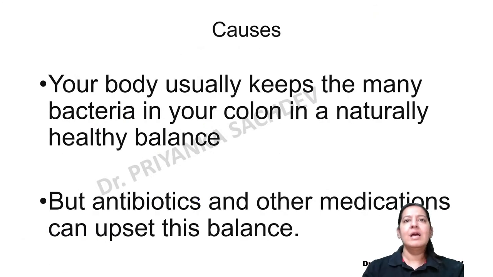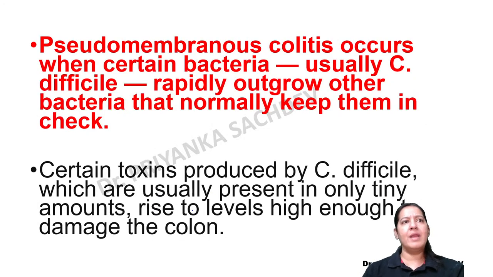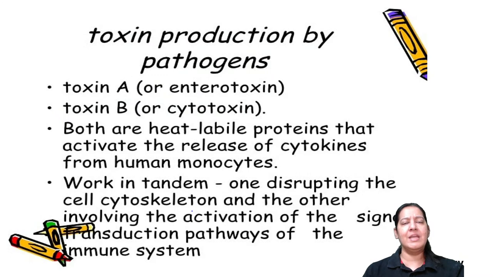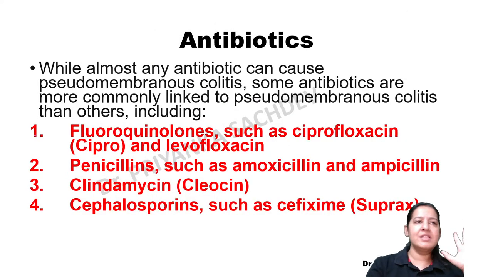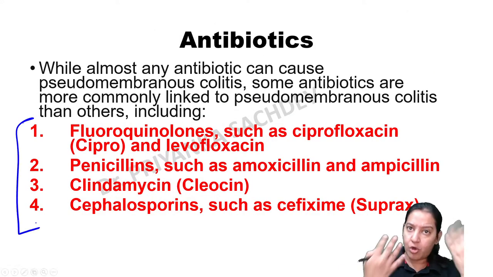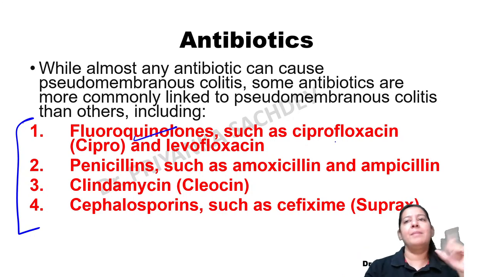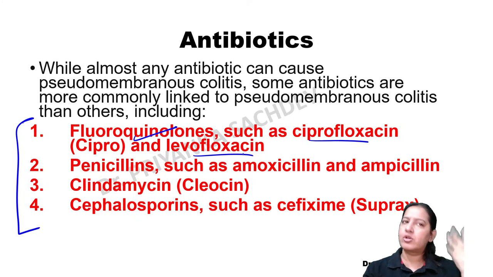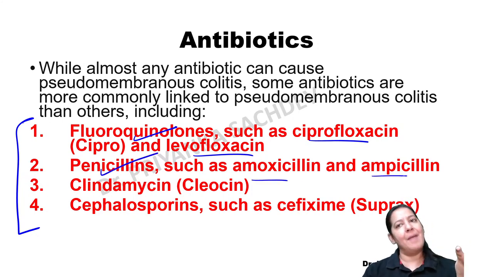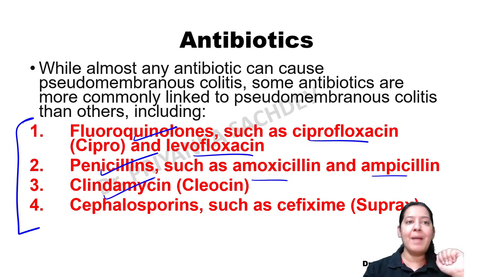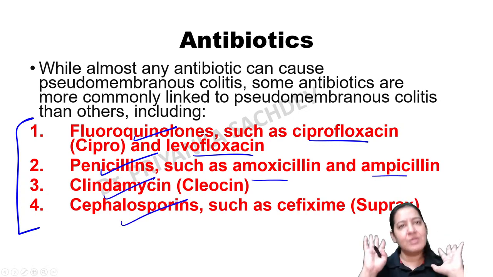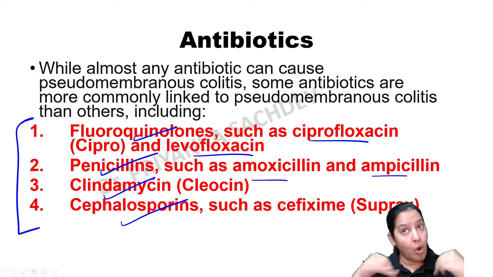What are the causes? Although any antibiotic can cause it, the most common antibiotics, I will tell you the list. These are the four most common antibiotics which cause pseudomembranous colitis. Fluoroquinolones, so it can be any floxacin: ciprofloxacin, levofloxacin, ofloxacin. Penicillins like amoxicillin, ampicillin, all penicillins, clindamycin and cephalosporins. So these are the four main antibiotics which cause this disease.